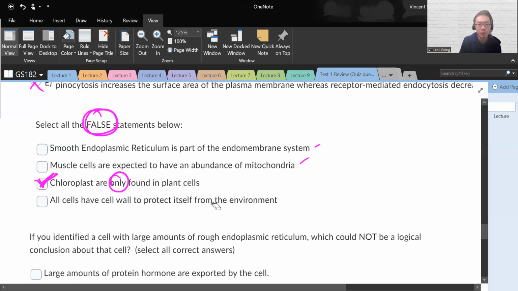All cells have cell wall to protect itself from environment. That is also false. Animal cells certainly do not have cell wall. Most people got this one. When I looked at everybody's quiz, I think a lot of people missed this choice, and that's why they didn't get full mark.